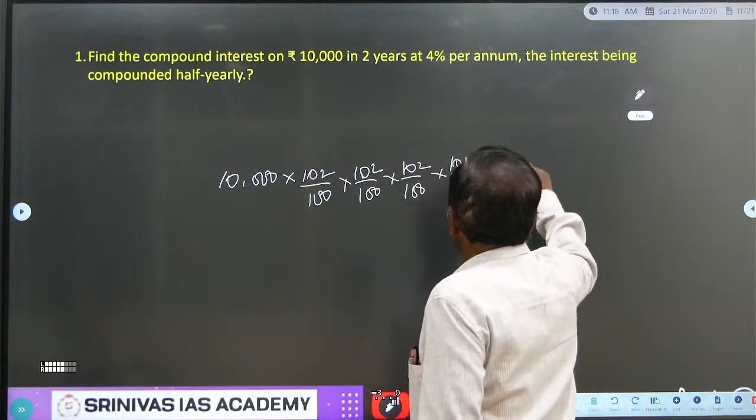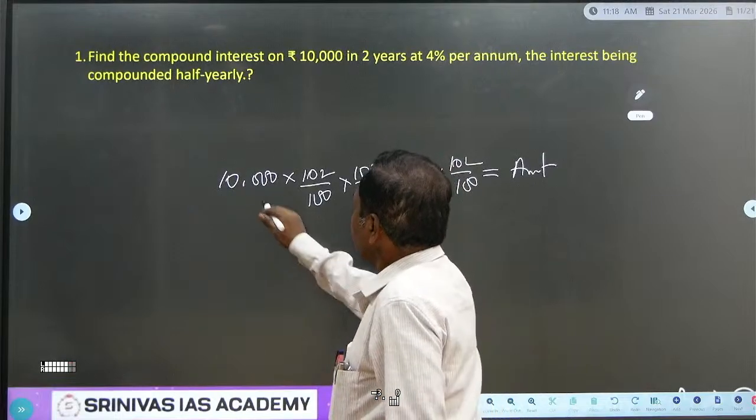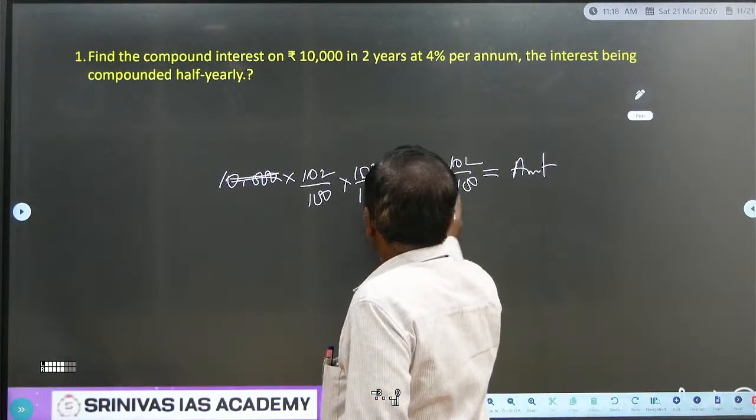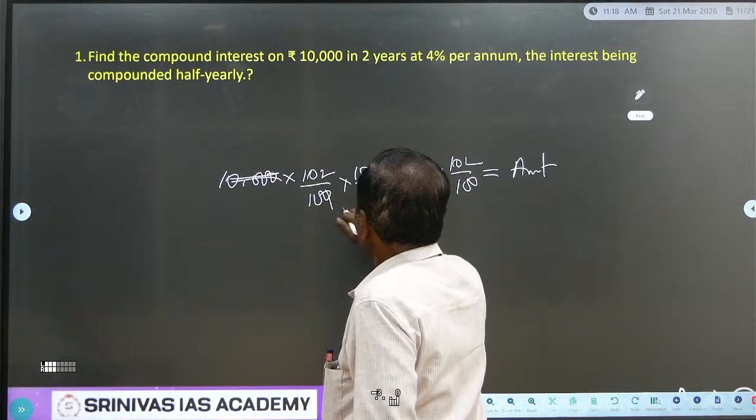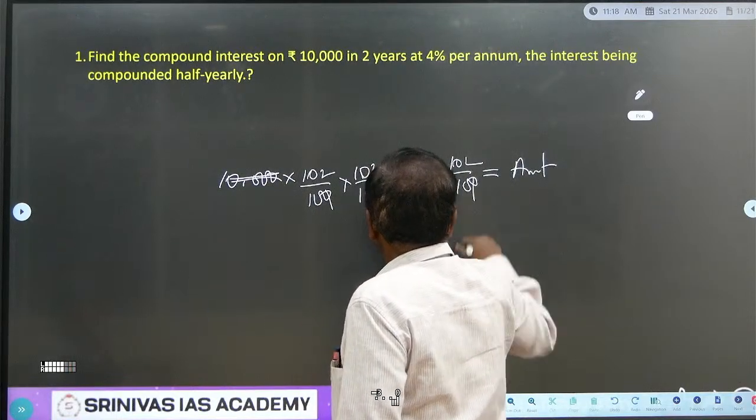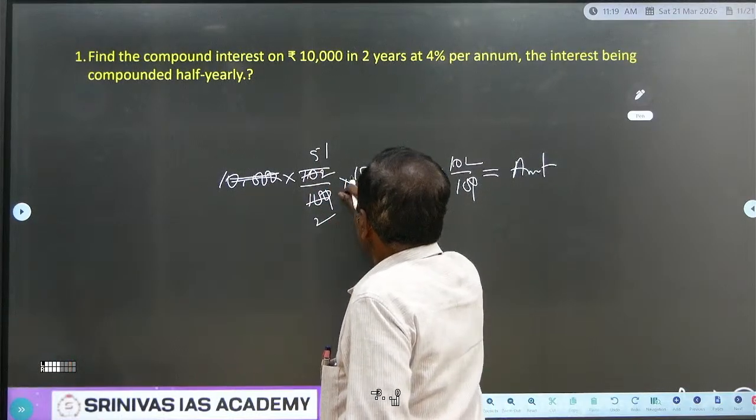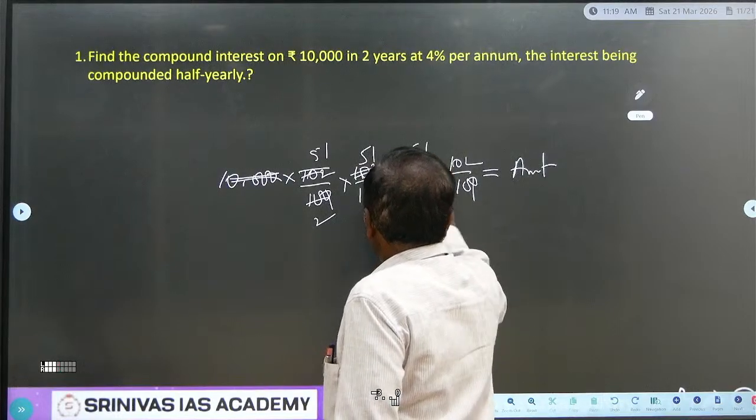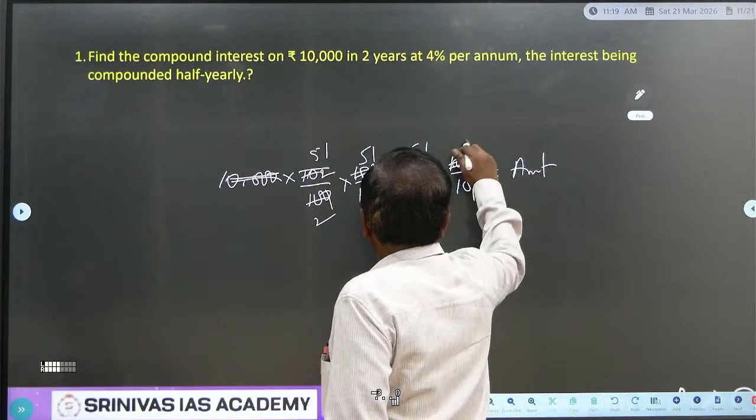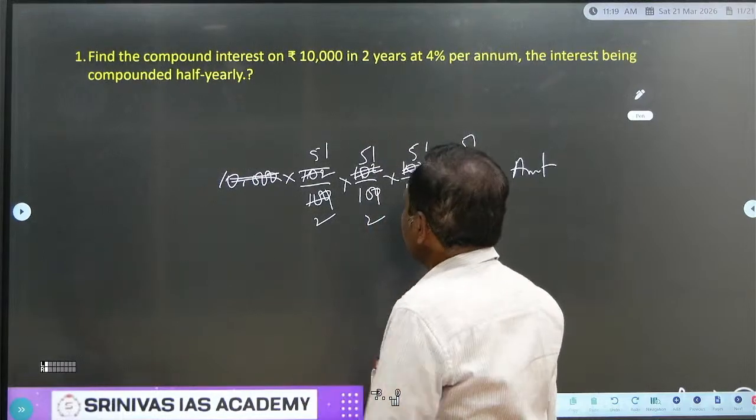You will get the amount. Now there are 4 zeros. There are totally 8 zeros here, but 4 zeros you can cancel. Yes, that is always easy for us. This is 51 by 2, 51 by 2.